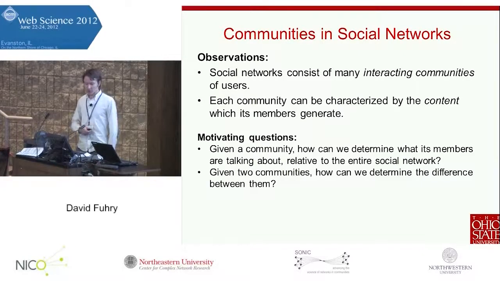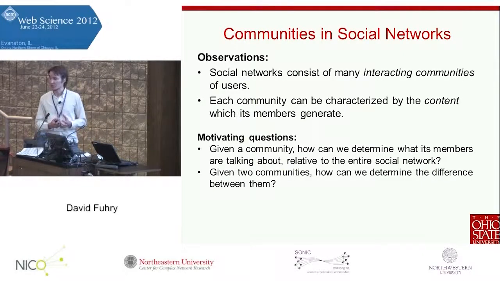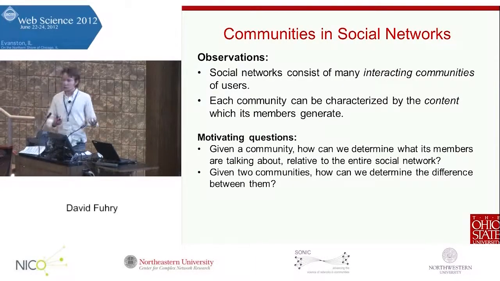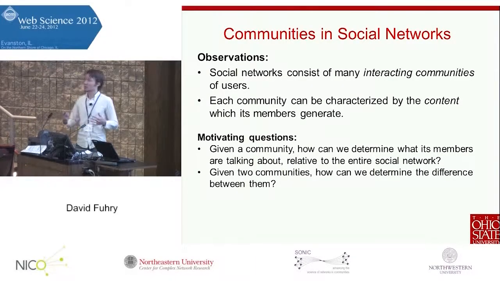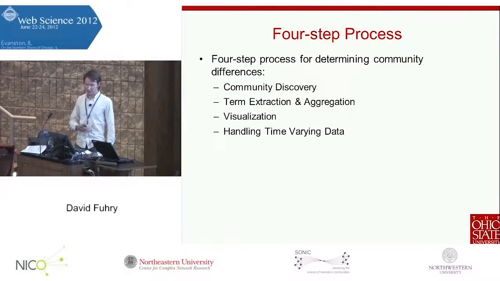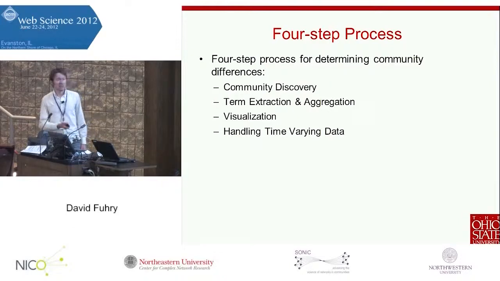Some motivating questions we can ask about this: if we're given a community in a social network, how can we tell what this community is talking about that is different from what people are talking about in the broader social network? Or if we're given two communities, how can we say what one is talking about and the other is not, and vice versa? So what we present is a four-step process by which we can determine this.